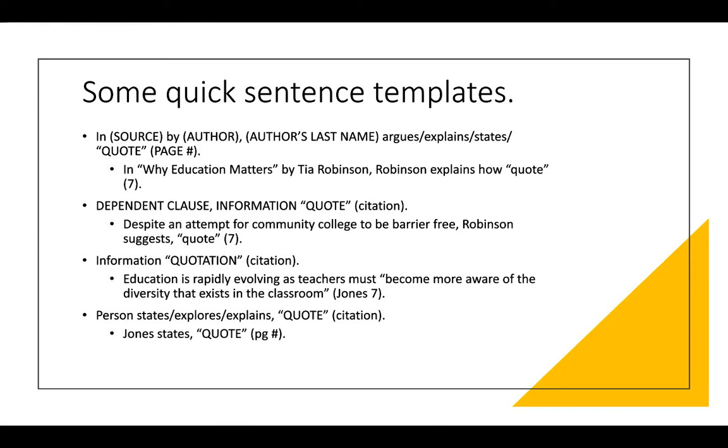Another quick example would be just that flat out, whoever the person is, states, explores, explains, argues, elaborates, whatever that word is, and then we give the quote. So Joan states, and then whatever the quote is. These are not the only ways to create quote integration, but these are some good ways to start thinking about it if this feels new to you, or maybe you struggle with varying different ways to bring a quote in.